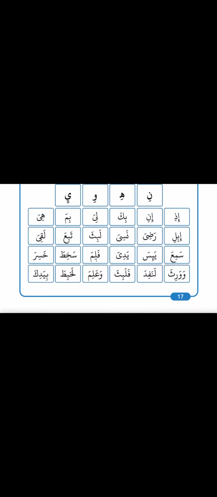Fa li ma. Falima. Sa khi ta. Sakhita. Kha si ra. Khasira.